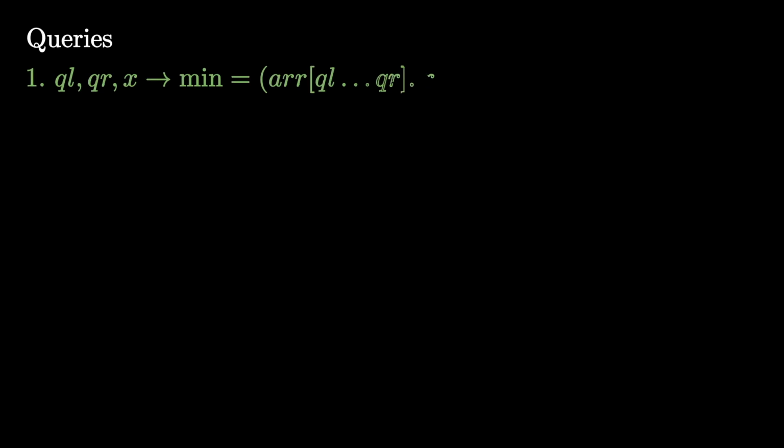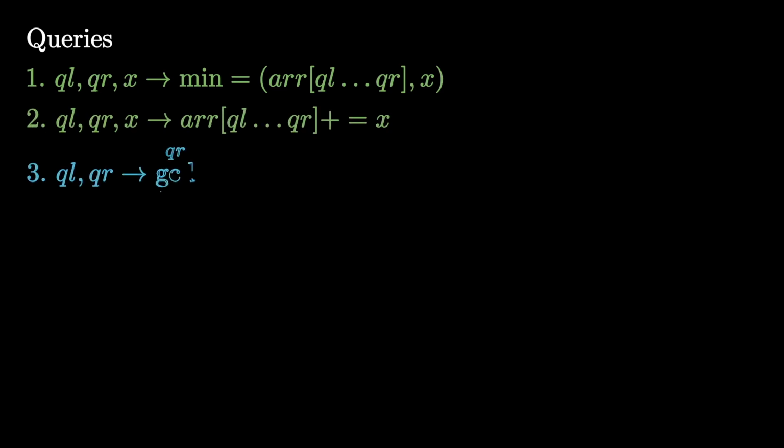Let's move on to the next problem. Now let's add another operation to the ones we already have. Let us now have a query min equal on the segment, plus equal on the segment, and a get query that should find GCD on the segment. It's a very unusual operation.